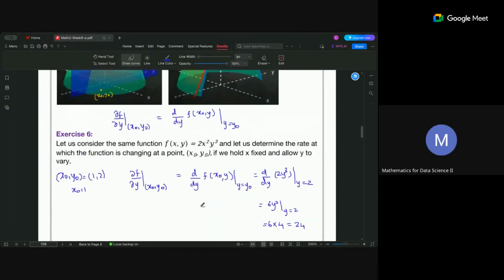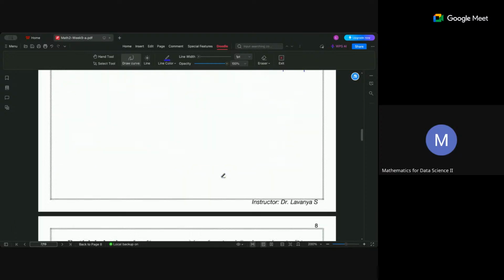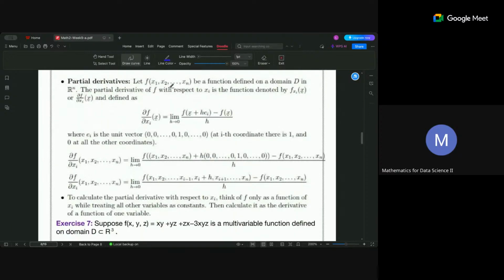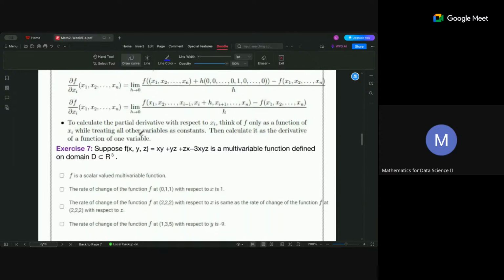So here, if we are differentiating with respect to y, we considered f as a function of y and kept the other variable x as constant. Suppose you have more than 2 variables, x1, x2, up to xn. With respect to x1, if you are calculating the derivative, all the other variables, x2, x3, everything, you have to keep as constant, and do the derivative calculation just like we did above. Okay, fine.